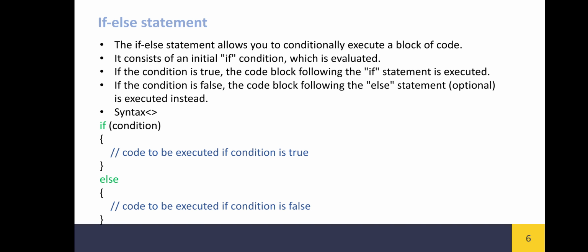Now let us move on to the if else statement. The if else statement allows you to execute a block of code if a condition is true and another block of code if the condition is false. It consists of an initial if condition which is evaluated. If it is true, then a block of code is executed. If it is false, then the block of code following the else statement will be executed.